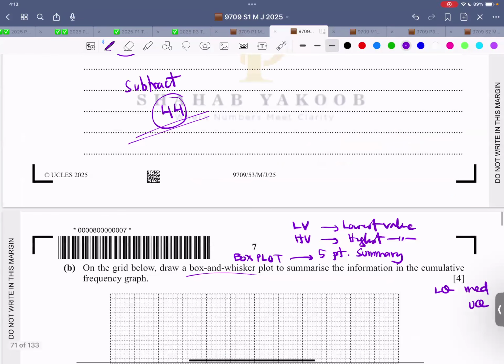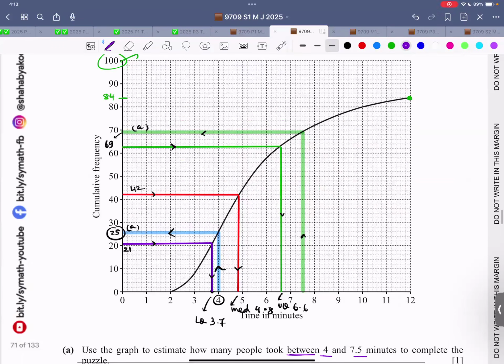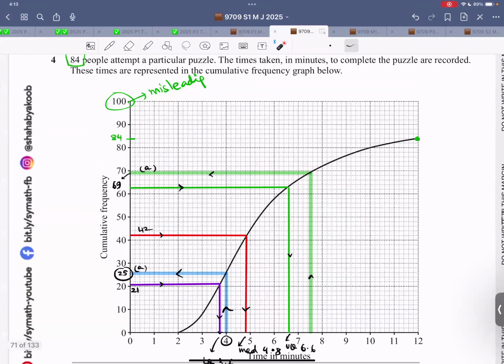So over here, the lowest value was very obvious. The lowest value is 2. The highest value is 12. That's where the data is ending. And then for lower quartile, median, upper quartile, what do we do? So this is 1/4 of 84. That's 21. We go to 21, read off the value. For median, that's half of cumulative frequency. Half of 84 is 42. We read off this value. So that's 21. That is 42. And this one is 63. Let me mark it. This is 63.